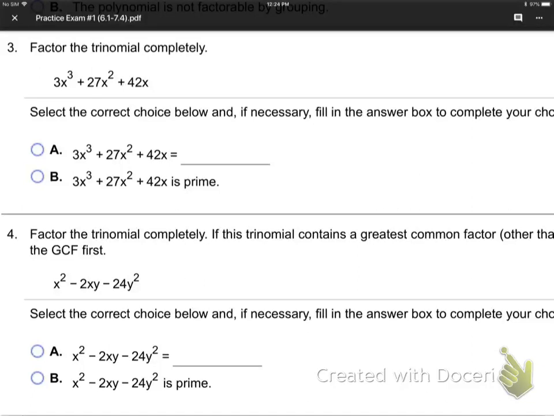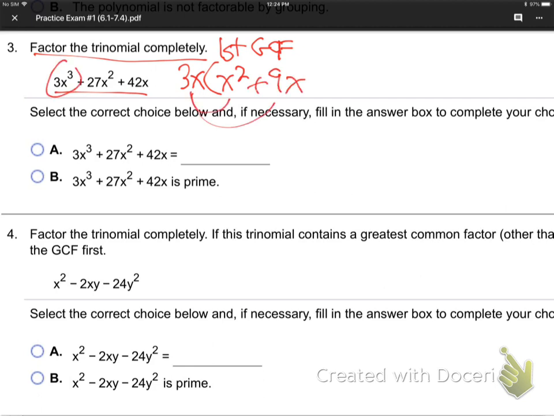Number 3, factor the trinomial completely. So first step in factoring is always GCF, if it's there, if there is something in common. What goes in all those? 3x leaves x squared, because 3x times x squared will go back to 3x cubed, plus 9x, because 3x times 9x would be 27x squared. And then what's that last one? Plus. Okay, so plus, what's that? 14, because 3 times 14, you should calculate if you're not sure, is 42x.